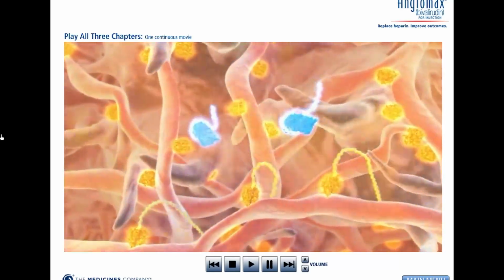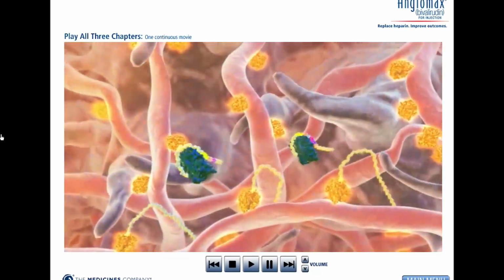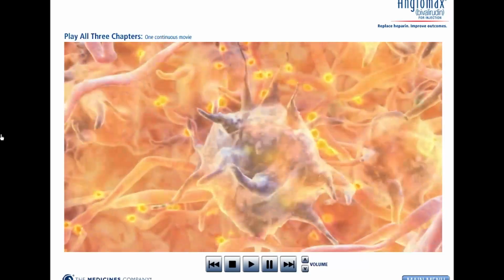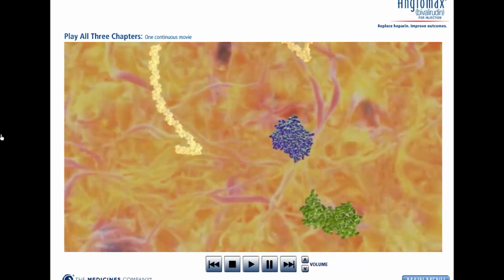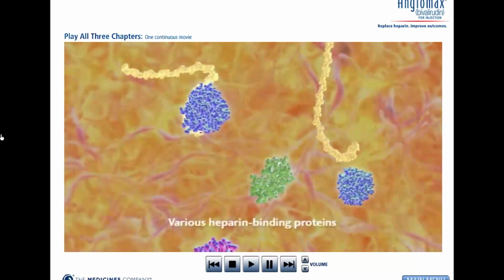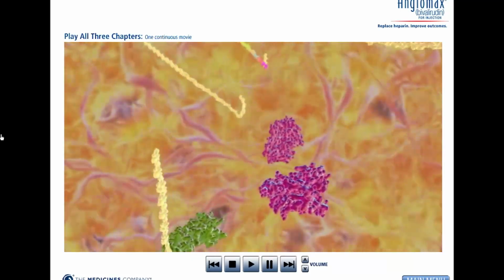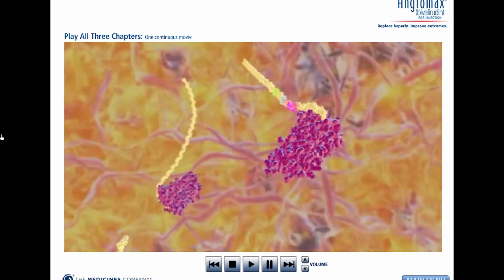The heparin-antithrombin complex is ineffective against clot-bound thrombin. This reservoir of active thrombin continues to activate platelets and trigger further clotting. The availability of heparin is reduced because it binds to various proteins and cells, including platelets, and these heparin-binding proteins are elevated in acute coronary syndromes, or ACS.